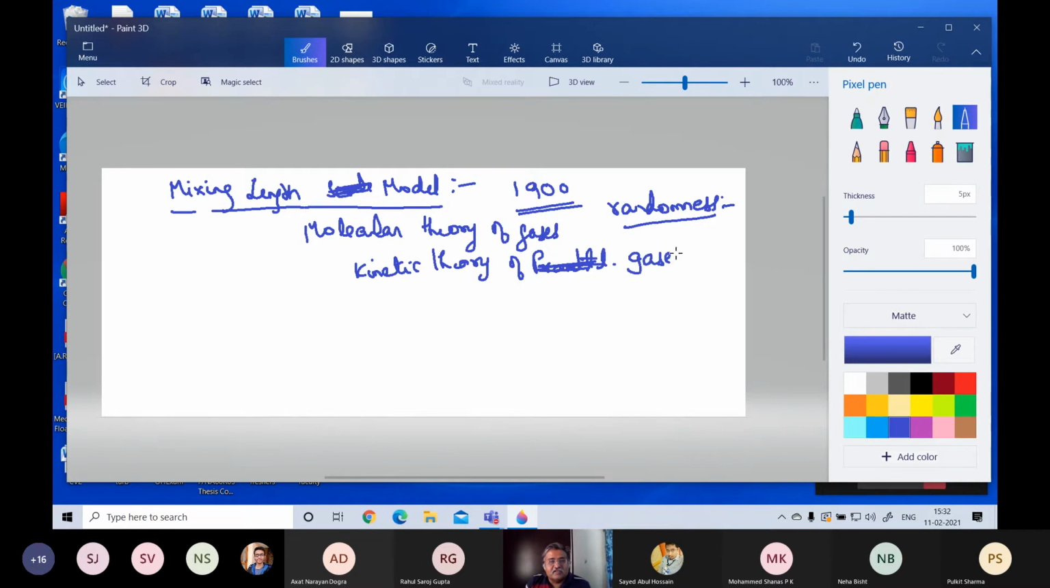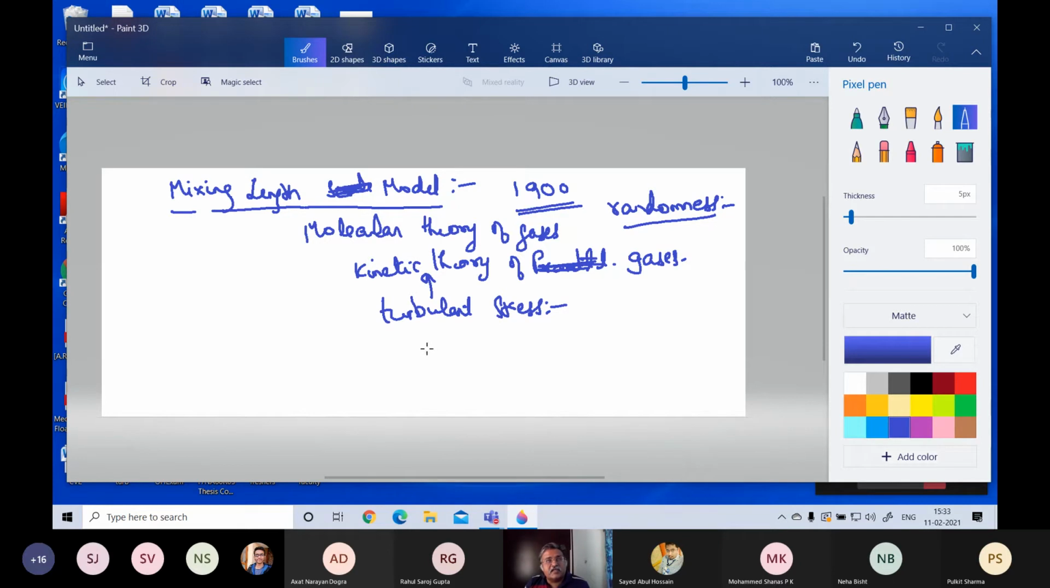Kinetic theory of gases. Prandtl actually saw that let us use the kinetic theory of gases for turbulence. Same thing he applied. So what I am going to do first is to show you the kinetic theory of gases. I'm going to derive the kinetic theory of gases. What is the turbulence stress? Let us see what is the turbulence stress for the kinetic theory of gases.